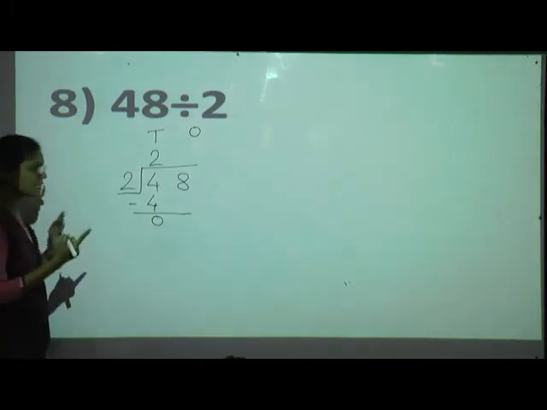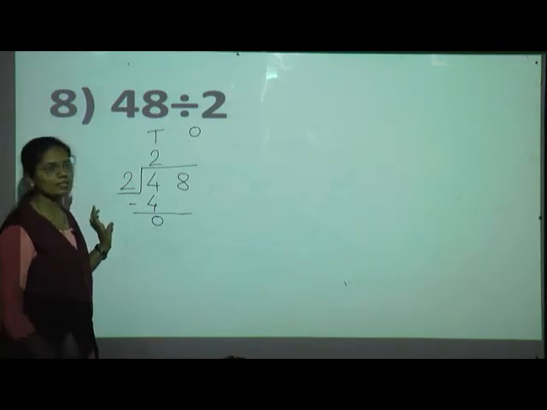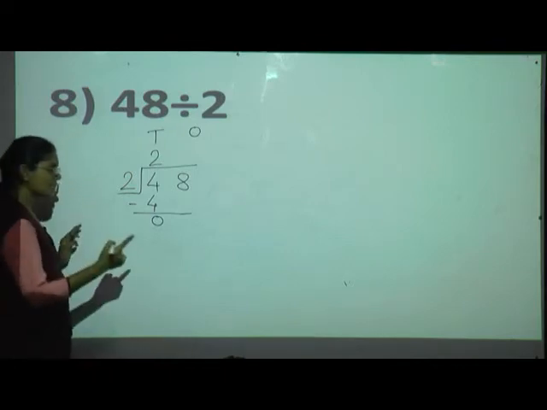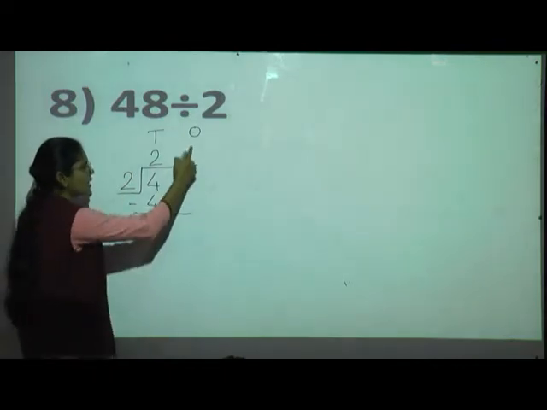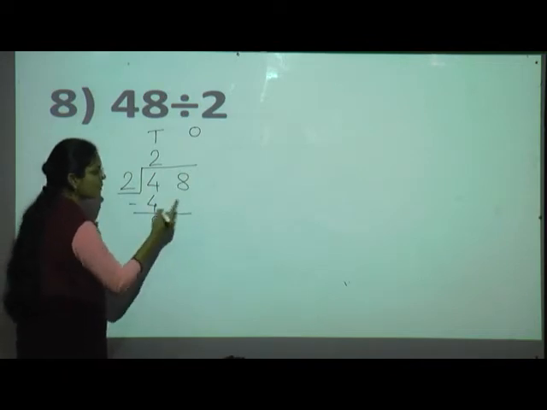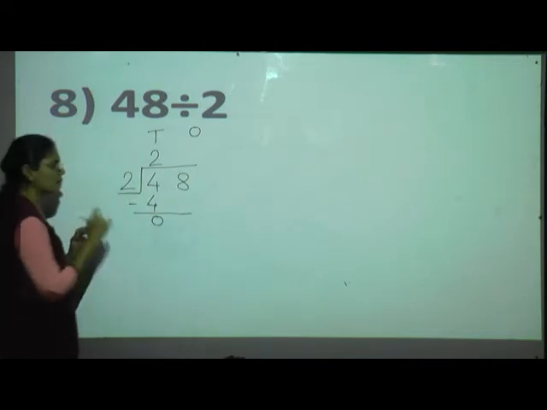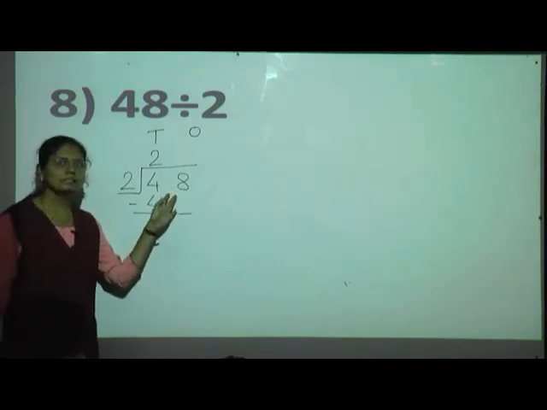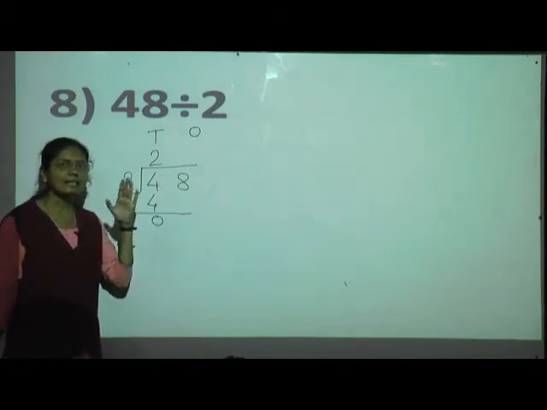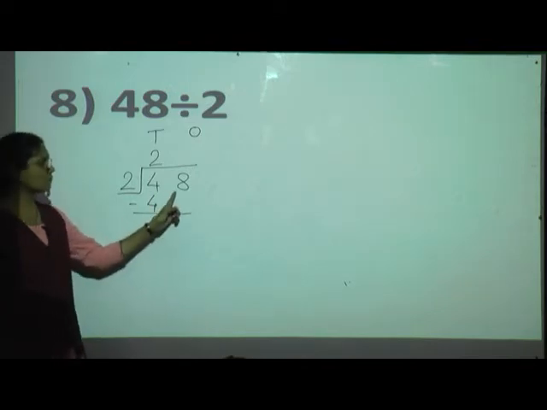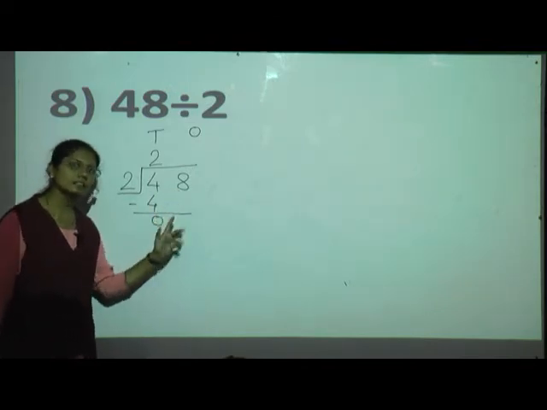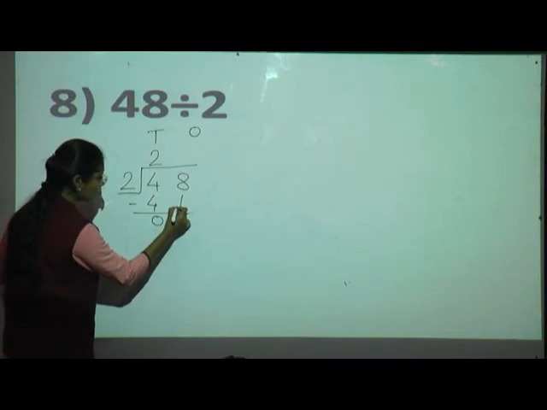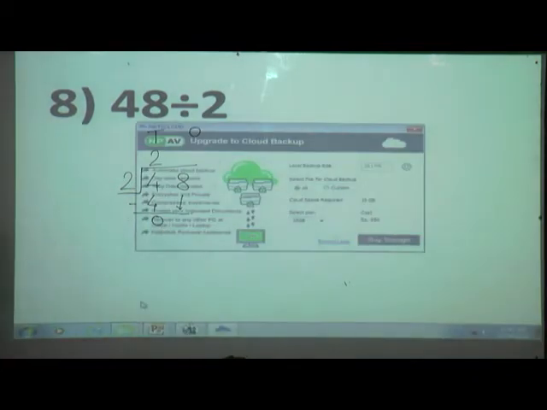Now in the second step, what are you going to do, students? Yes. In the second step, whichever number is at the ones place, that number we have to take down. Now at the ones place, which number can you see? Yes, 8 is there. So in the second step we have to take this 8 down. So draw an arrow and then take that 8 down.